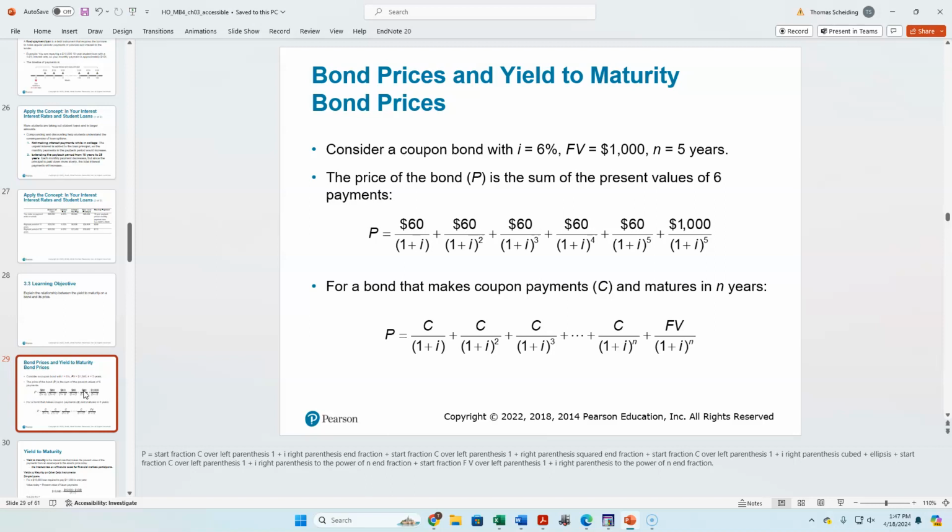So what that would mean is that if I wanted to price out that $1,000 face value bond, how much should be paid for it, we would need to essentially sum up the present value of these payments that are received.